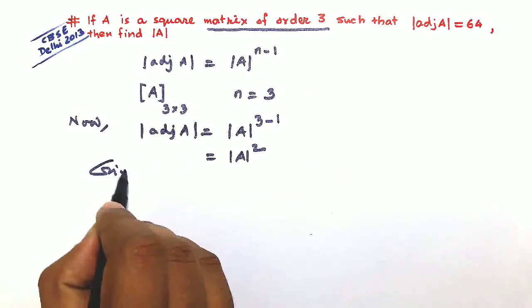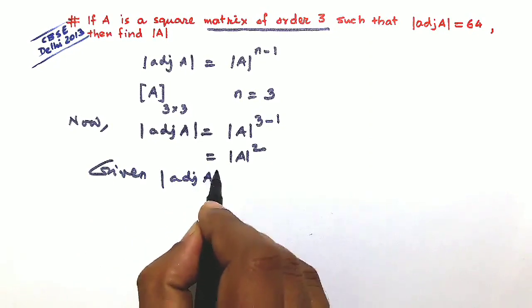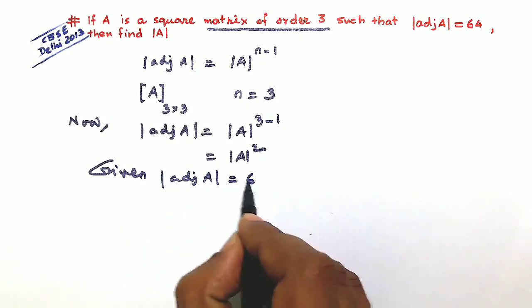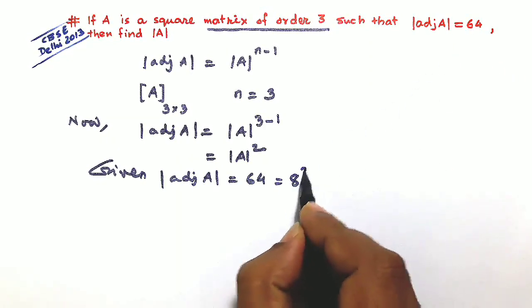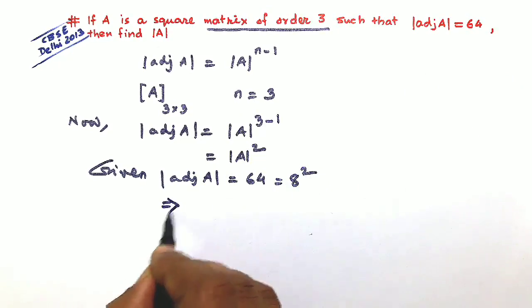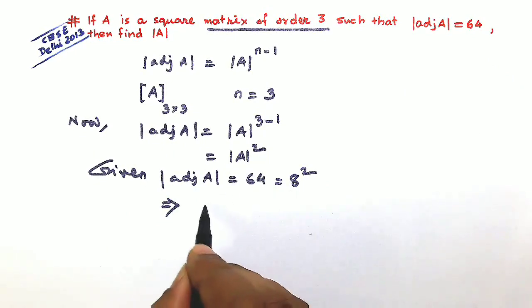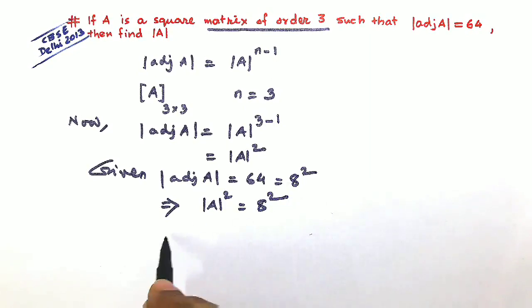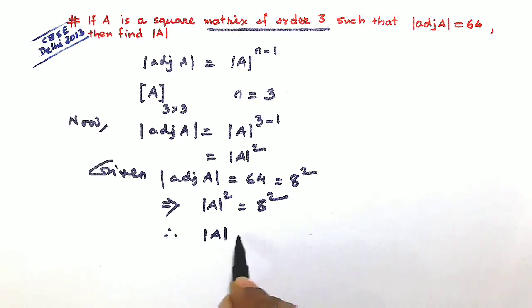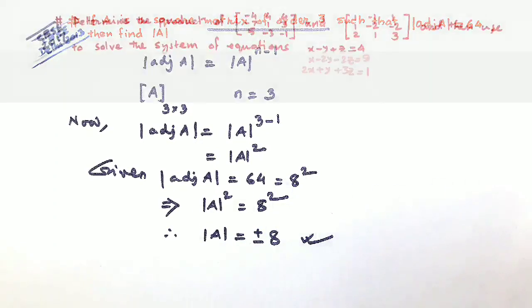What is given? Given that determinant of adjoint of A is equal to 64. This is given. And what is 64? It is actually 8 square. Now it implies that determinant of adjoint A, that is determinant of A square, is equal to 8 square. So we can write determinant of A is equal to plus minus 8. Hence the result. This is for only 2 marks.